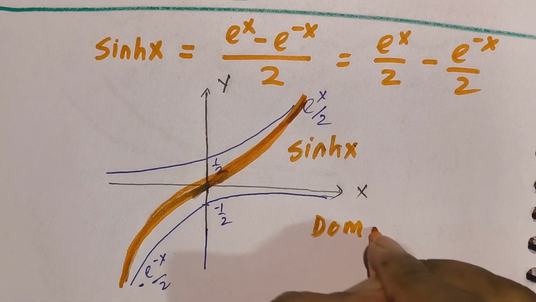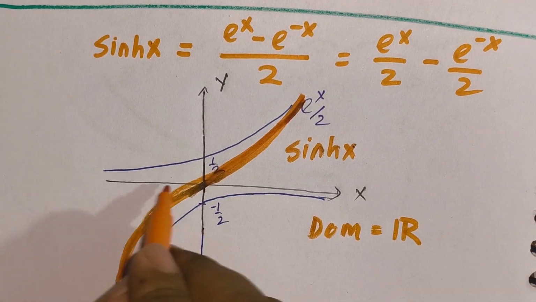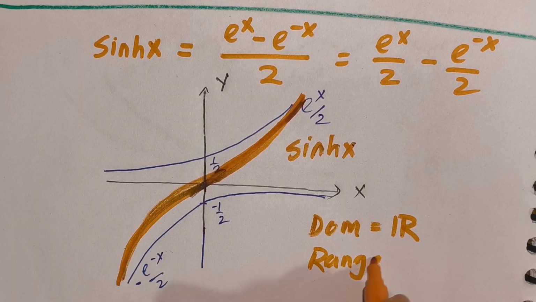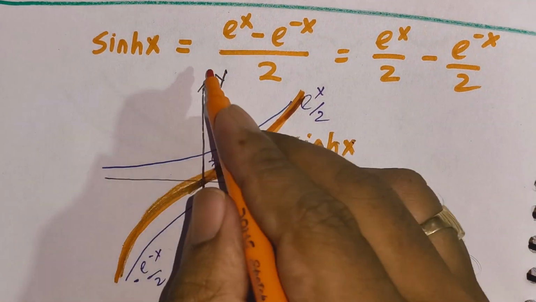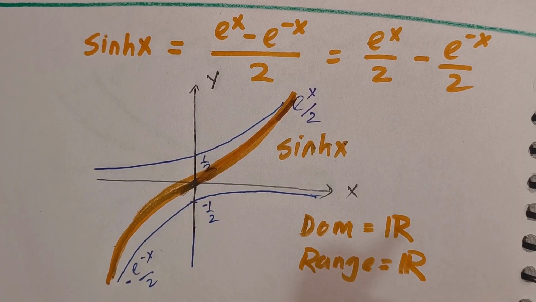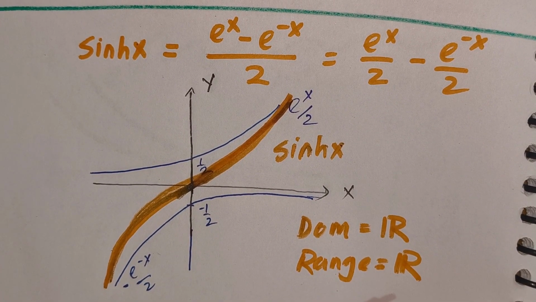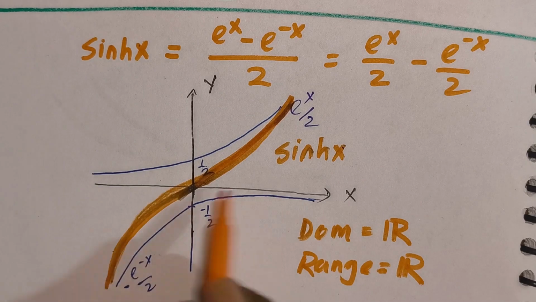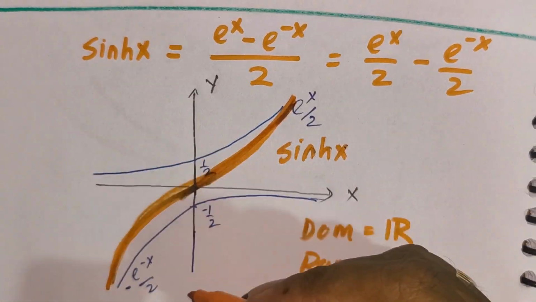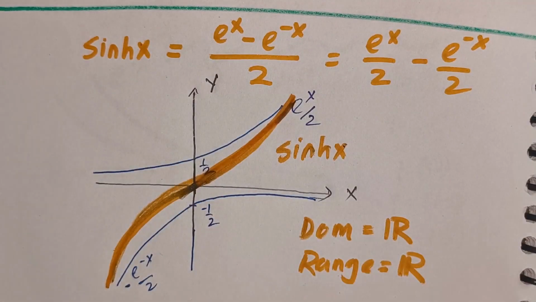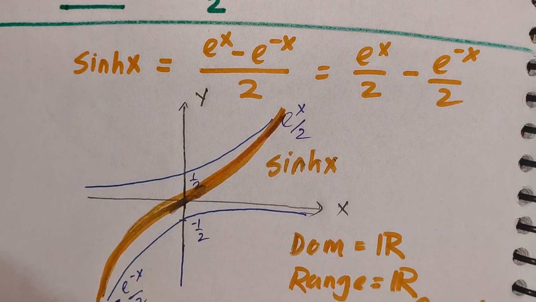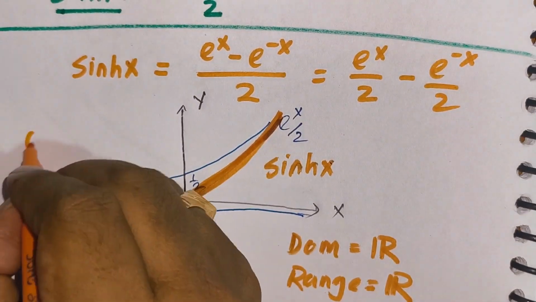Its domain is all real numbers. You can put any x and you will get one y value. And what is its range? Range is also all real numbers, because the graph takes all heights. Here domain is the set of all real numbers and range is also the set of all real numbers. If you can put any x, you will get a y value, and you have all y values starting from minus infinity up to plus infinity. So range is the whole real numbers, domain is all real numbers, and this is an odd function.